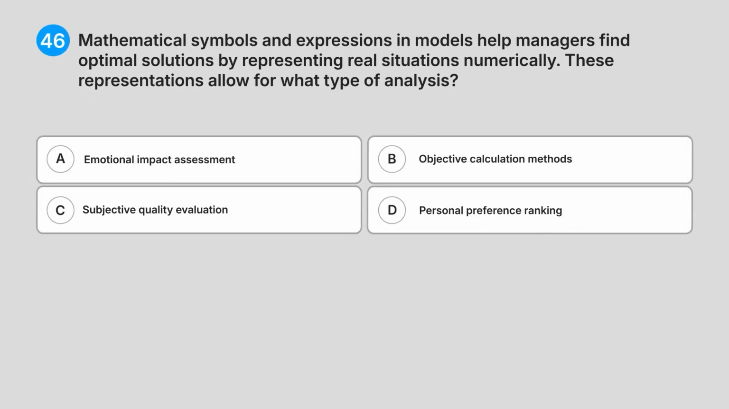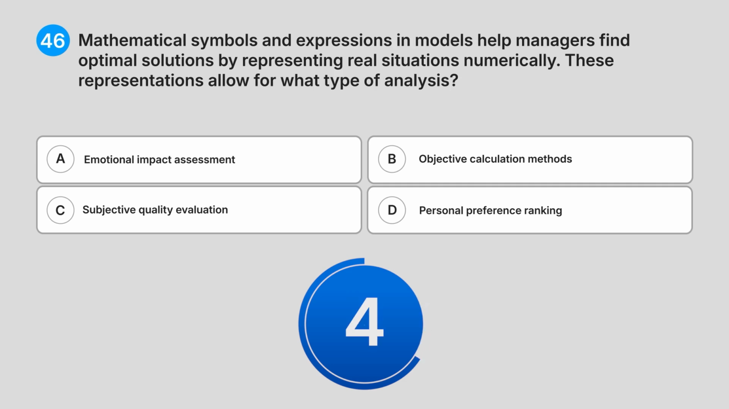46. Mathematical symbols and expressions in models help managers find optimal solutions by representing real situations numerically. These representations allow for what type of analysis? A. Emotional impact assessment. B. Objective calculation methods. C. Subjective quality evaluation. D. Personal preference ranking. Do you know the answer?